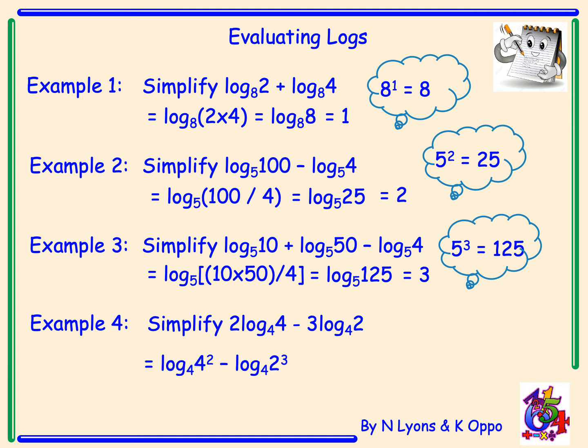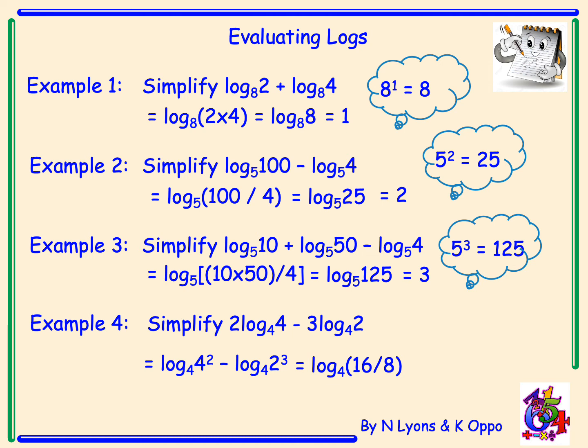We can bring the 2 up and make it a power. So 2 log 4 to the base 4 becomes log 4 squared to the base 4. The 2 comes up and becomes a power. Subtract, the 3 comes out to become a power of 2, so we subtract log 2 cubed to the base 4. And I can evaluate these easily. So 4 squared is 16, which gives me log 16 to the base 4, subtract log 8 to the base 4, so I'm going to divide.